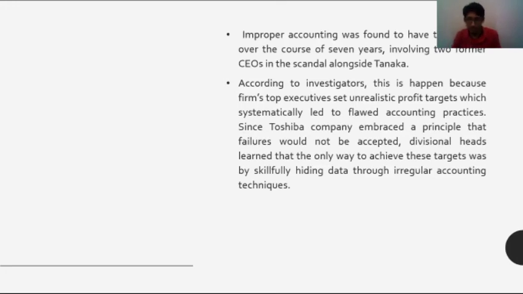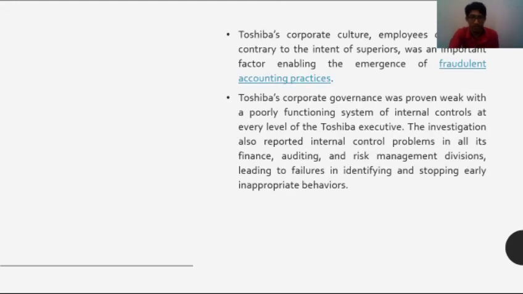According to investigators, this happened because the firm's top executives set unrealistic profit targets, which systematically led to flawed accounting practices. Since Toshiba's company embraced a principle that failure would not be accepted, the divisional heads learned that the only way to achieve this target was by skillfully hiding data through irregular accounting techniques. Toshiba's corporate culture, in which employees cannot act contrary to the intent of superiors, was an important factor enabling the emergence of fraudulent accounting practices.